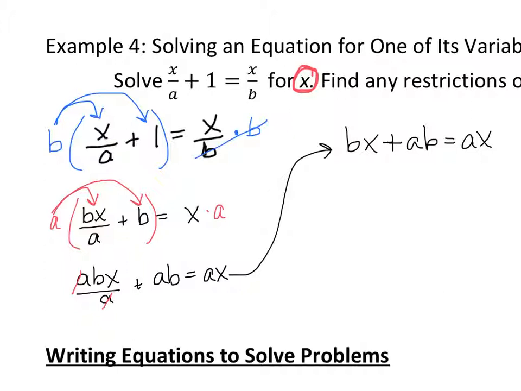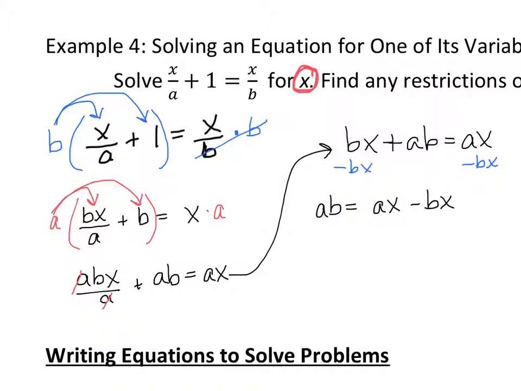Let's get all the x's on one side. So let's move the bx to the other side by subtracting it. So we have ab equals ax minus bx. Our x's are together, but there's still two of them.